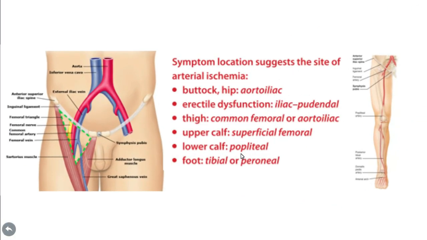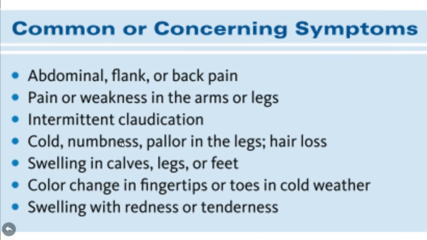So actually, the symptom location suggests the site of arterial ischemia, like this one in the buttocks or hip area. Think of the aortoiliac artery. There is erectile dysfunction. Probably that's already affecting the internal iliac artery. At the thigh, the common femoral or aortoiliac; upper calf, the superficial femoral artery; and for the lower calf, popliteal; foot, tibial and peroneal artery. Okay.